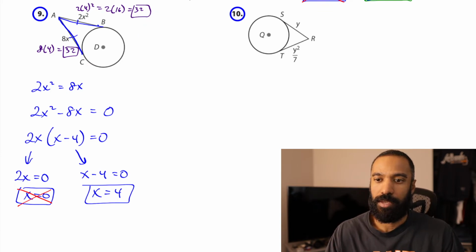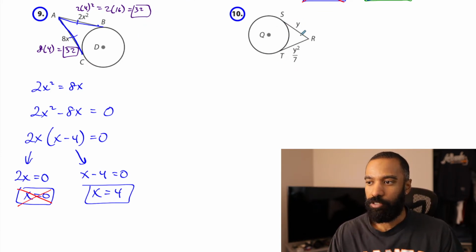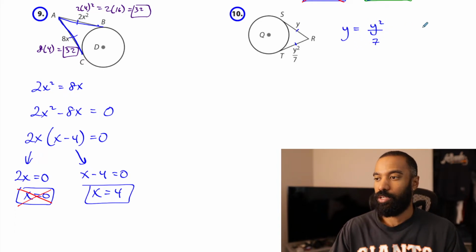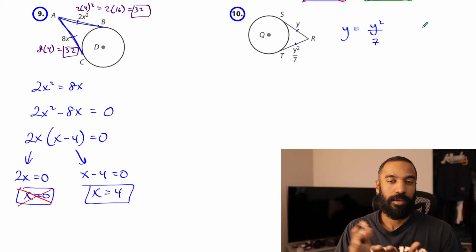Number 10 is going to be the same thing here as this number 9. We have two tangent lines here, and so this should be congruent to that. That means the values here, y and y squared over 7, are equal to each other. So we need to find out which value of y makes this whole thing true.